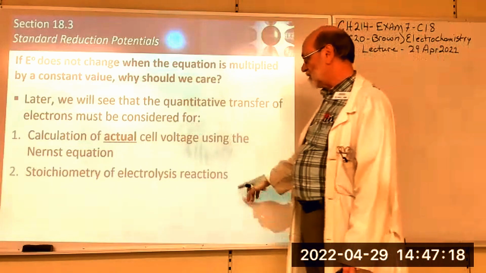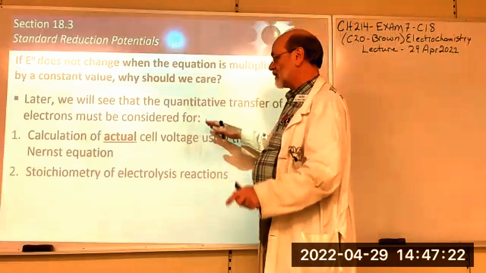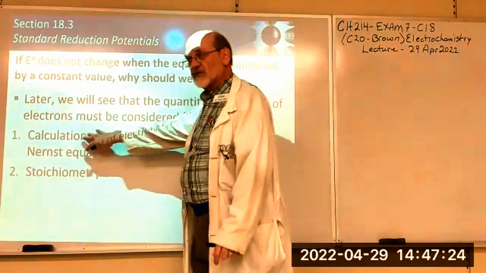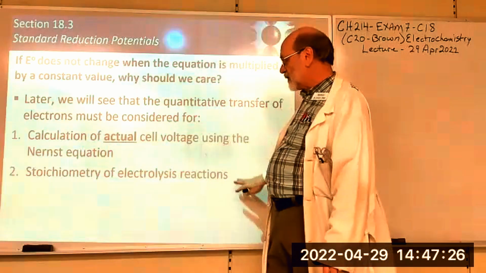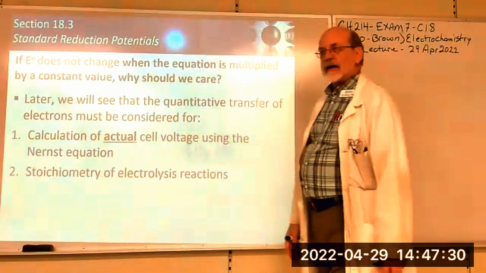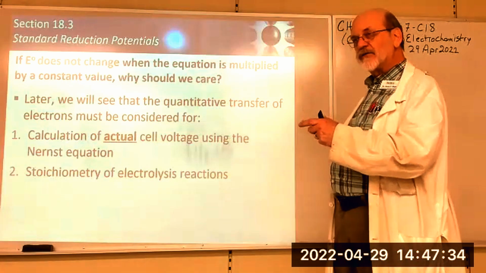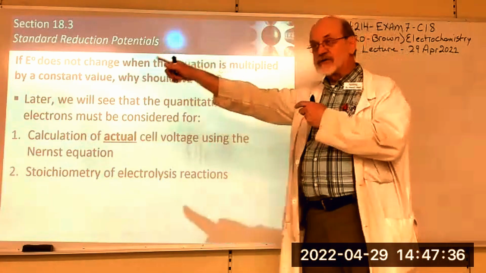And for that, we need, okay, there are 2 reasons for knowing the number of electrons transferred. One is to calculate the actual cell voltage. The other is for electrolysis. We haven't talked about that yet. Electrolysis is you take the reaction in its spontaneous form and you run it backwards.